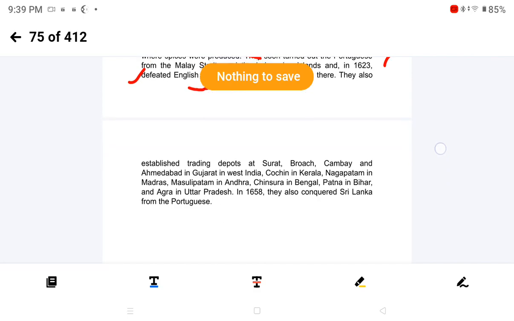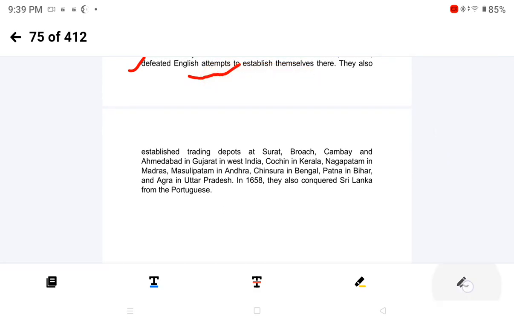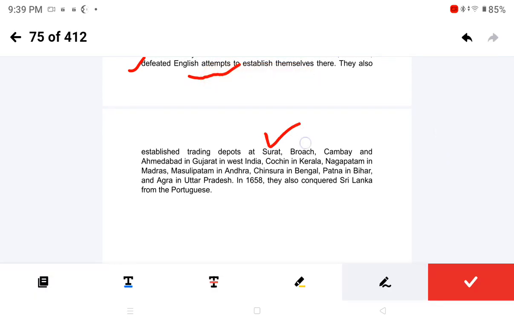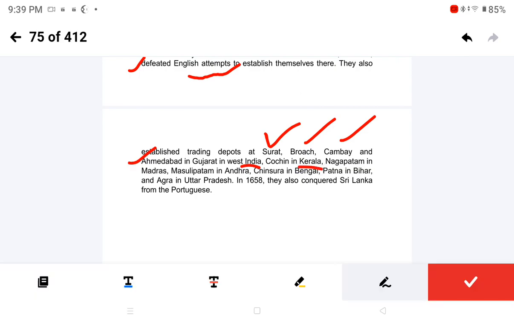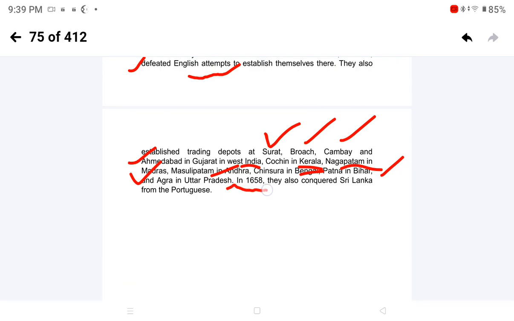They also established trading depots at Surat, Broach, Cambay, and Ahmedabad in Gujarat in West India, Cochin in Kerala, Nagapattinam in Madras, Masulipattnam in Andhra, Chinsura in Bengal, Patna in Bihar, Agra in Uttar Pradesh. In 1658, they also conquered Sri Lanka from the Portuguese.